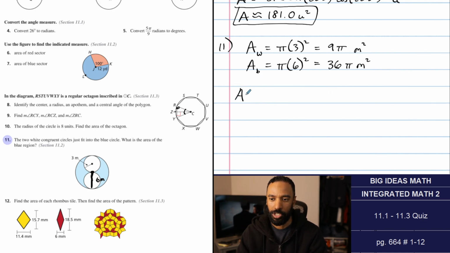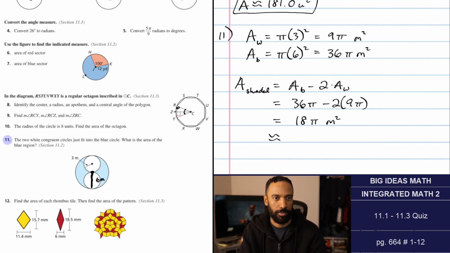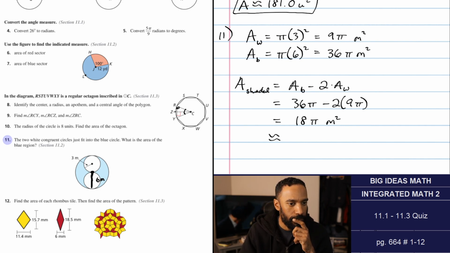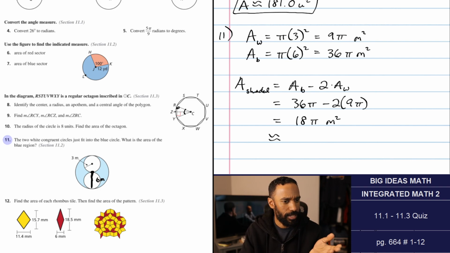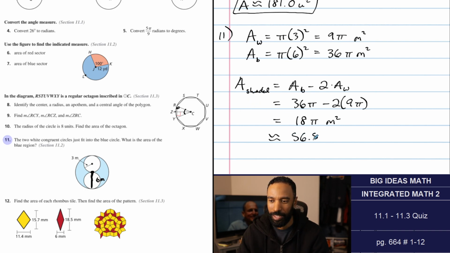But the area of this shaded region, what do they call it? The blue region. What do I always say, shaded? The area of the shaded region takes the area of the blue circle minus 2 areas of the white circle. So we're going to be doing 36 pi minus 2 times 9 pi, or 36 pi minus 18 pi, which is 18 pi square meters. That's an exact. Rounded, we'll get probably 56 or something like that. 18 pi is 56.548. This is in section 11.2, so I'm going to go to the nearest hundredth again. So 56.55 square meters.